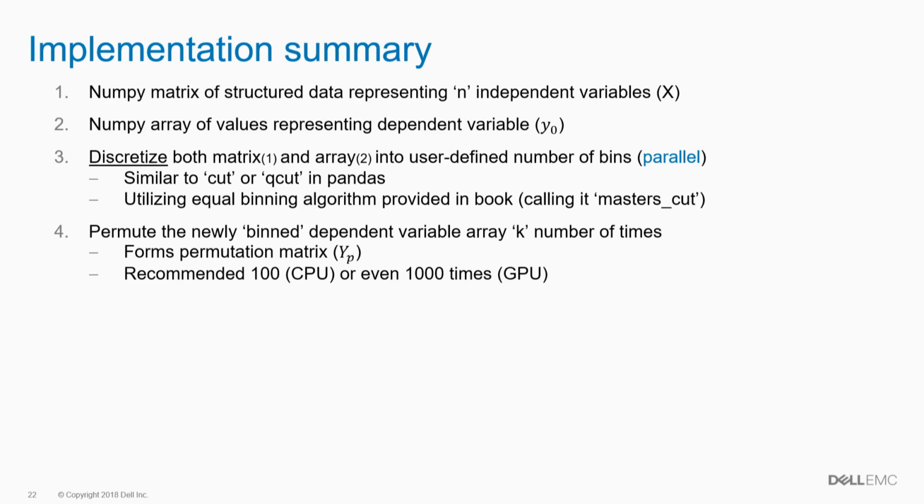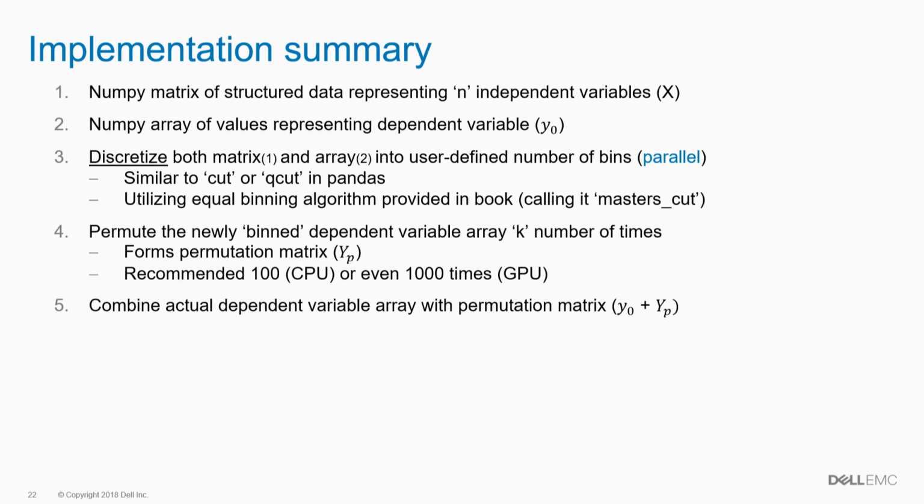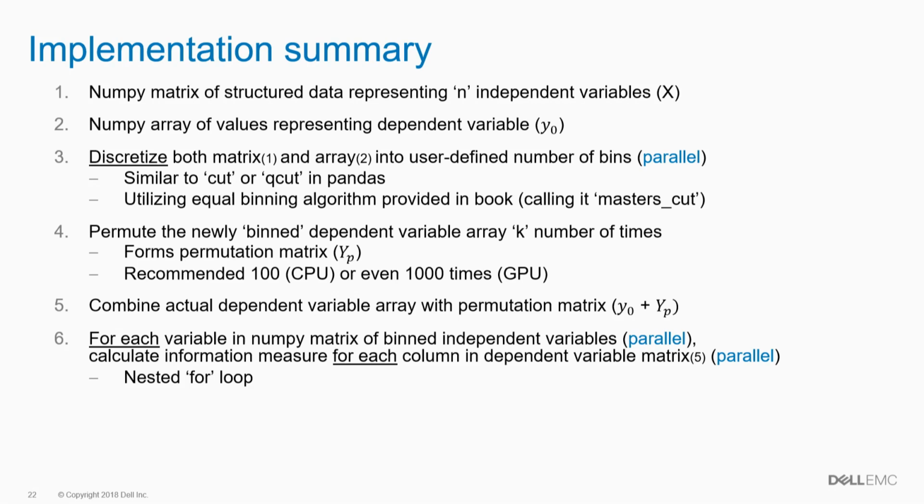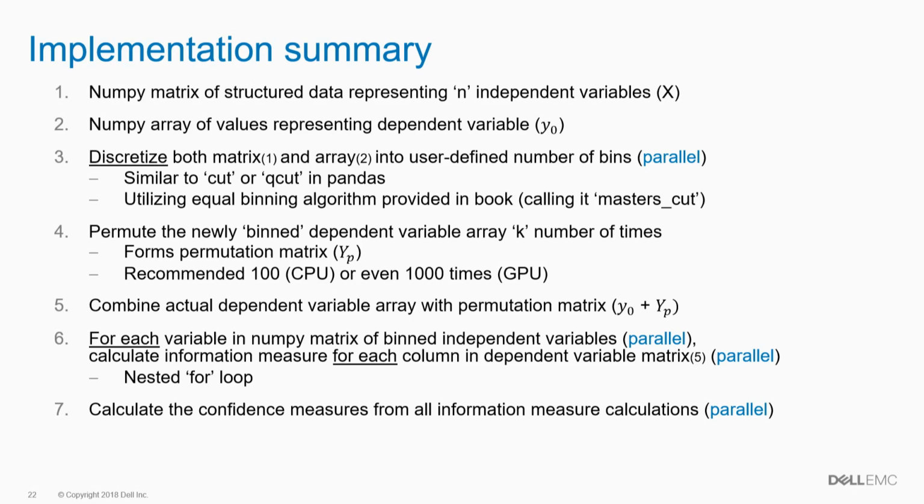Okay. We're going to combine our actual dependent variable with the permutations. And now we're going to do this nested for loop, which can also be parallelized. For each variable in our NumPy matrix, we calculate the information measure for each column in the dependent variable matrix, which we created in step 5. So we have three steps here that we can parallelize, and then our last step, the confidence measures, we can parallelize too.